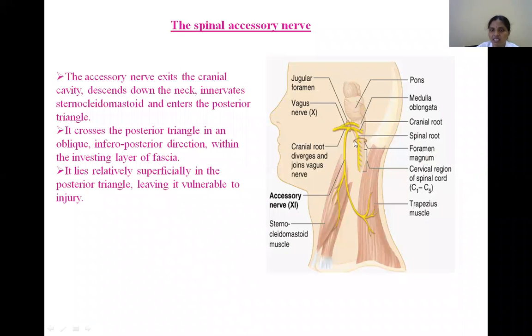See, the spinal accessory, as I told, has a spinal part and a cervical part passing through the vagus nerve. The spinal part leaves the main trunk and appears in the posterior triangle, where it supplies the trapezius, and before appearing in the posterior triangle it supplies the sternocleidomastoid muscle. Here you see it lies relatively superficial in the posterior triangle, leaving it vulnerable to injury.